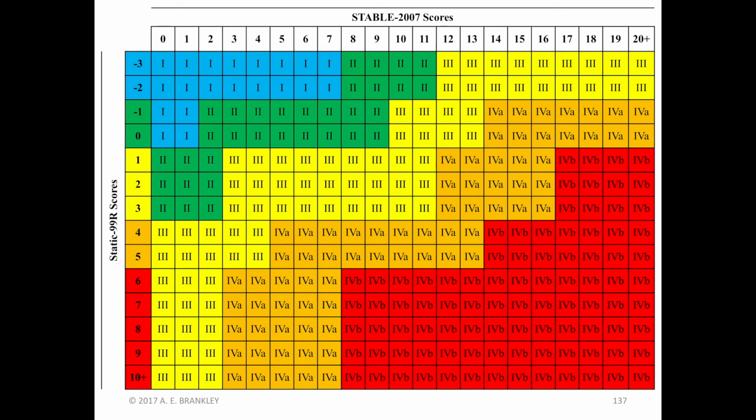To find the risk level, you just take the static score on the y-axis and the stable score on the x-axis and find the cell where they overlap.